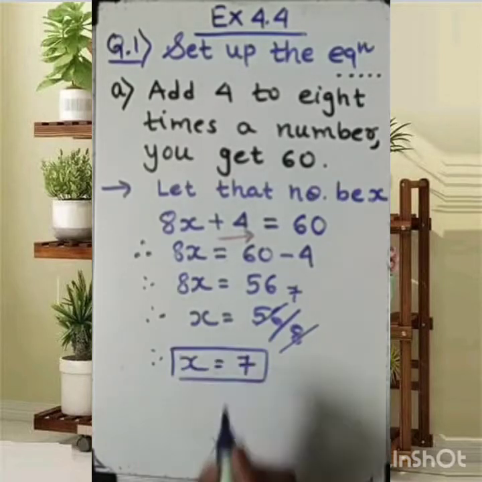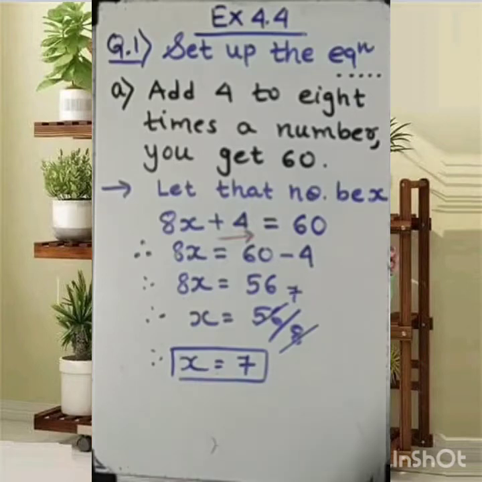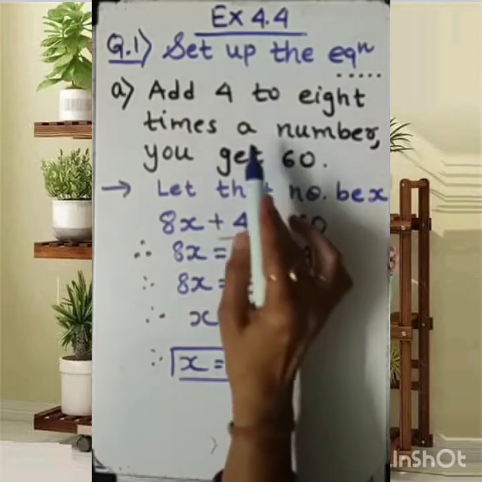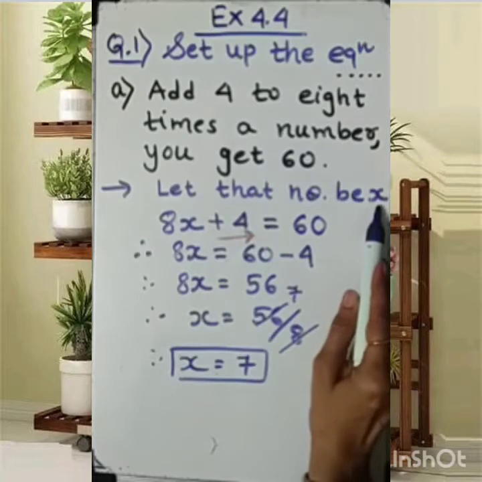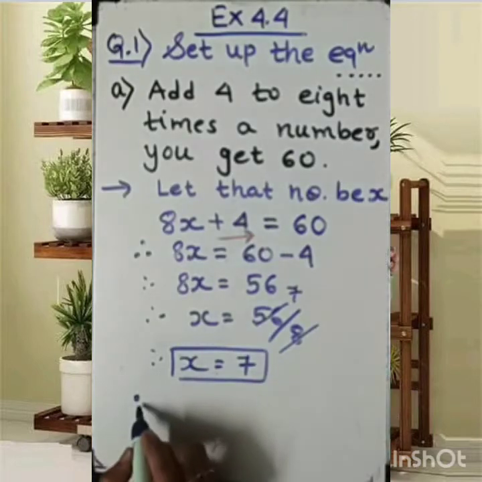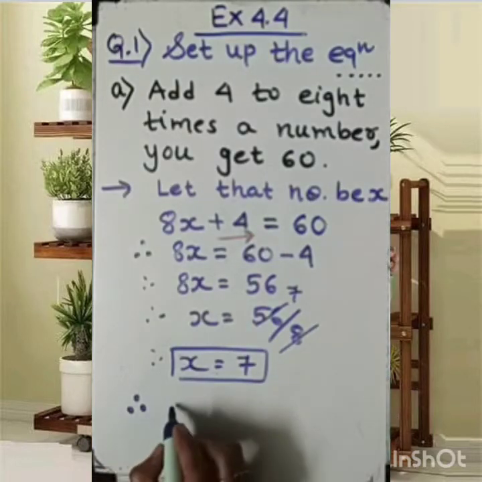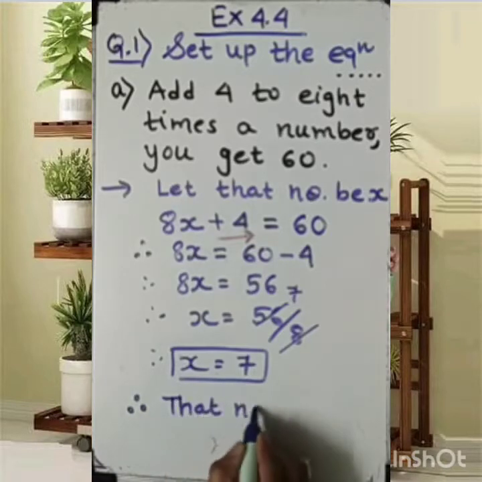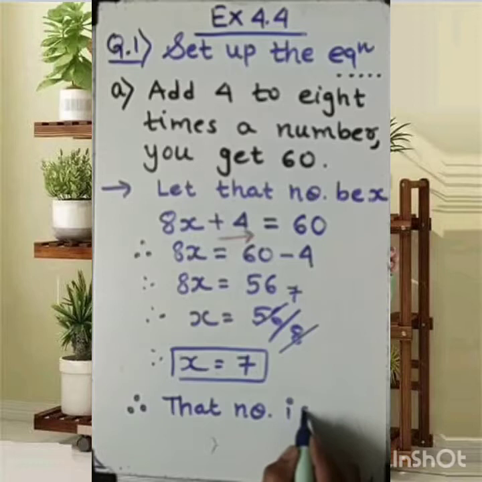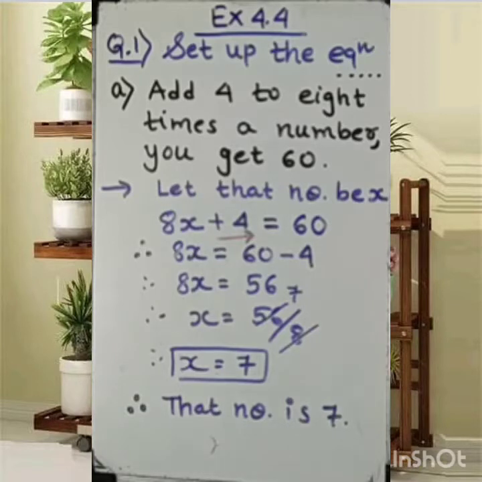But this is not enough, as it is a problem type of question. So whatever we have assumed for x, finally we need to write: therefore that number is 7. This is the solution for A part. Got it?